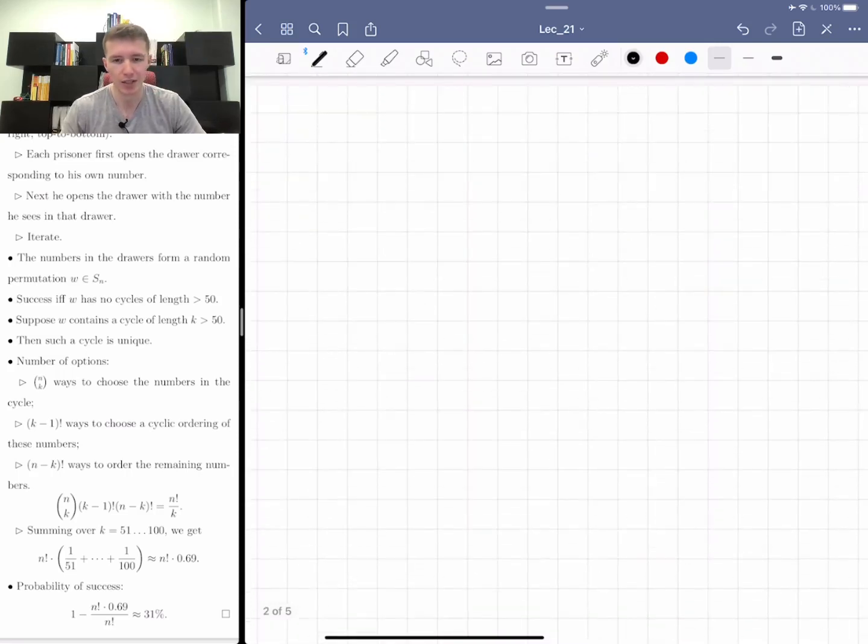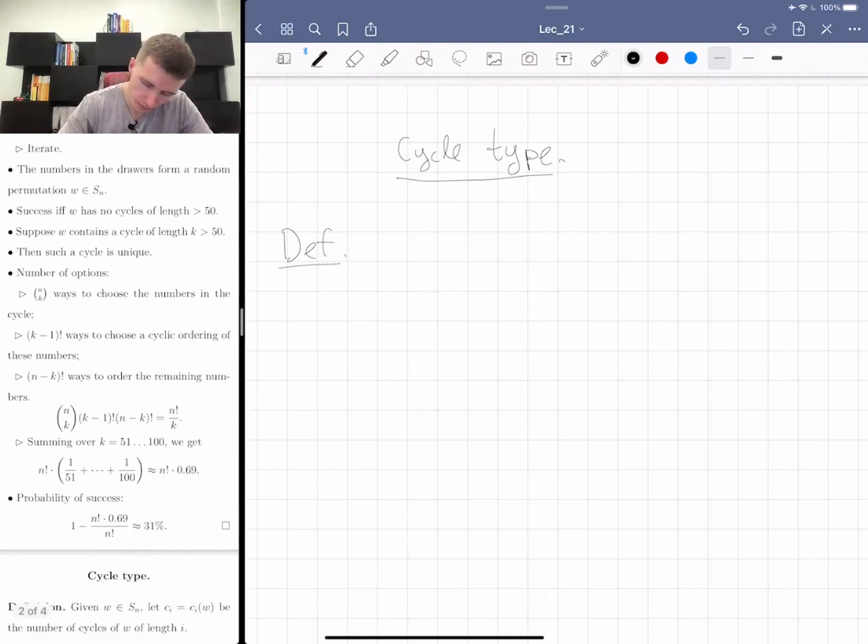Now let me go back to computing some. Last time we counted permutations according to their number of cycles, and today I'm going to try to do a more refined enumeration, according to the cycle type of my permutation. It's also useful in some situations. So what is the cycle type? Here's the definition for a permutation W.